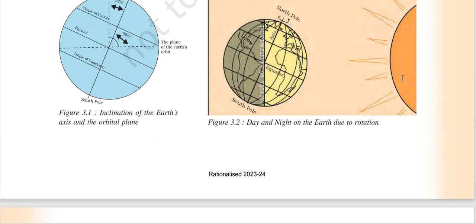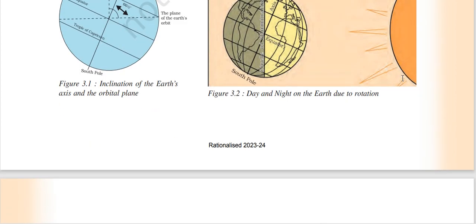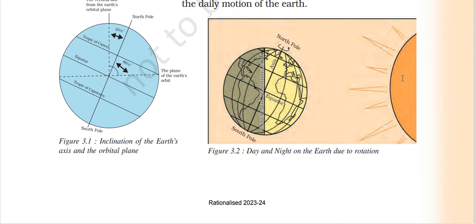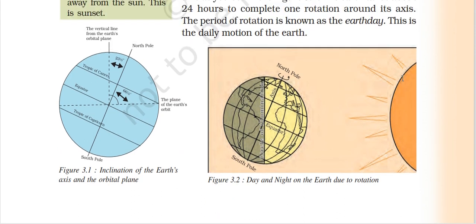Next, let's talk about the inclination of the earth's axis and the orbital plane. This is the plane of the earth's orbit, the north pole, the vertical plane.